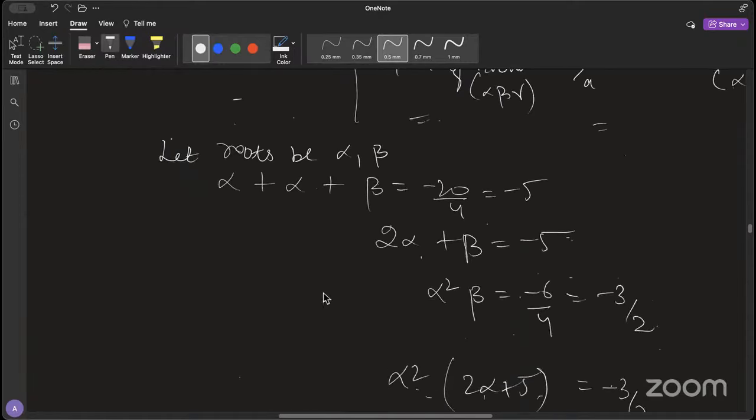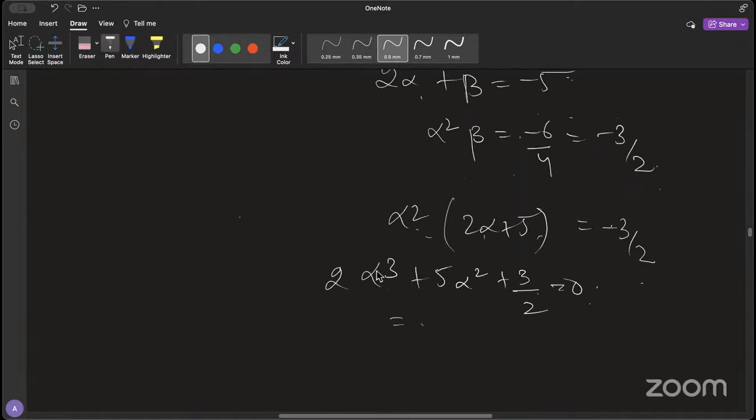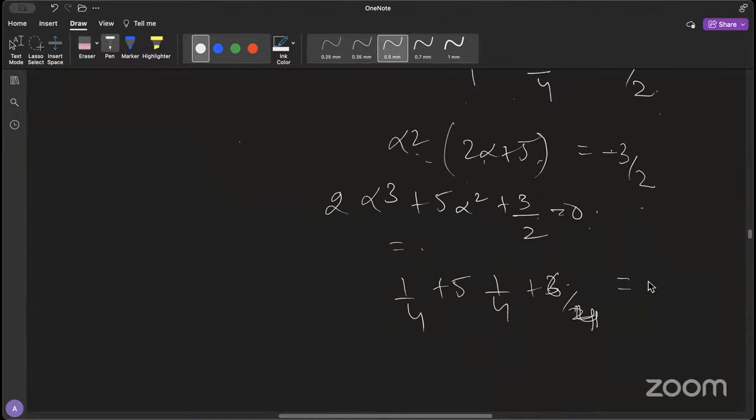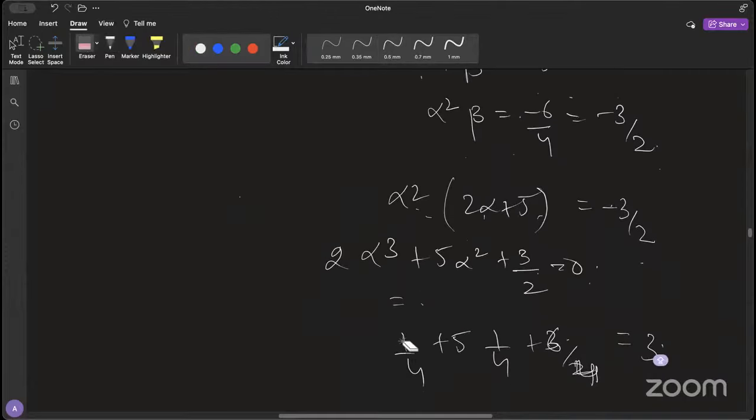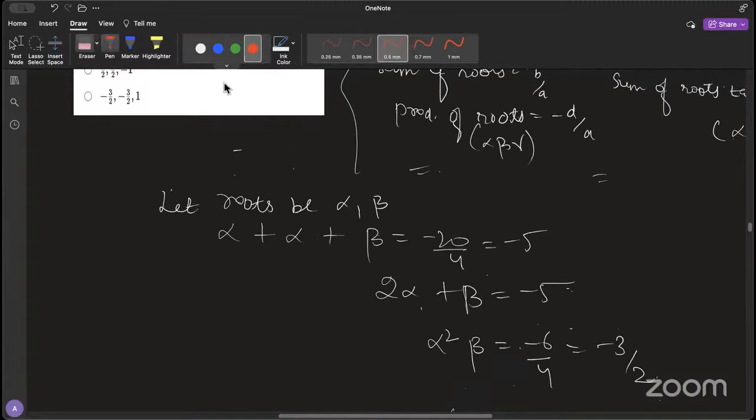So you have half, and minus 6. You can try substituting this here. You'll have half here, 1 by 8, 5, 1 by 4, and 3 by 2, which you can write as 6 by 4. This is 1 by 4. So this is 6, and 5, 11, and 12 by 4. So this is 3. But you don't get that, which means this should not be the correct option. Half cannot be a root.